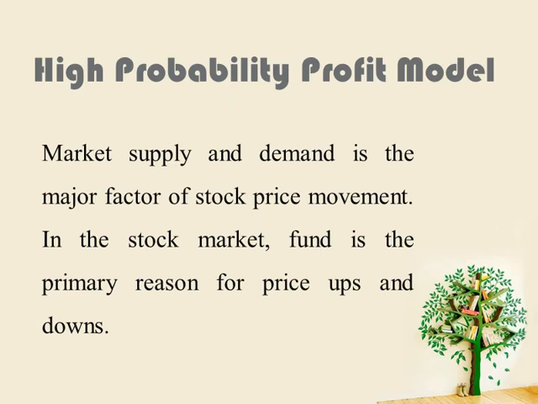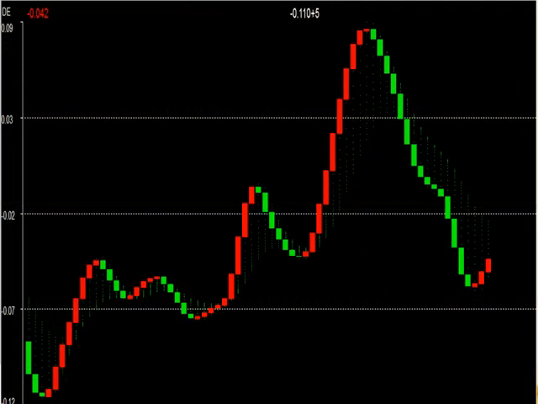High probability profit model. Market supply and demand is the major factor of stock price movement. In the stock market, fund is the primary reason for price ups and downs. Okay, so funds or money is important because at the beginning of the seminar, I already taught you the funds.